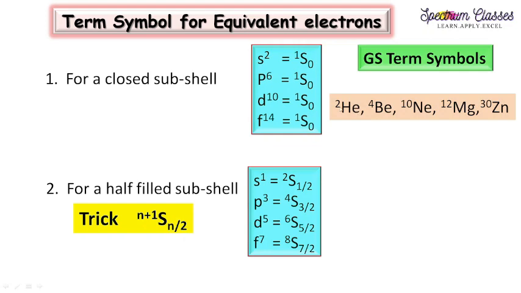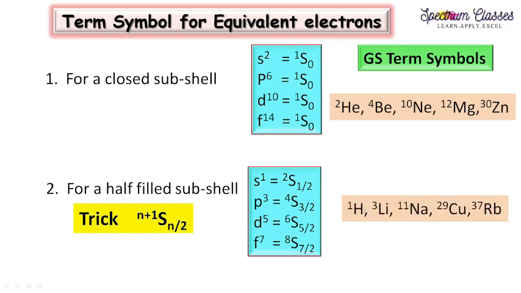Helium S2 configuration. So S2 will have 1S0. Beryllium S2 again 1S0. Neon P6 again 1S0. Magnesium S2 configuration again 1S0. Zn is having 3d10 4s2. So it is again 1S0. So you can easily predict their term symbol.